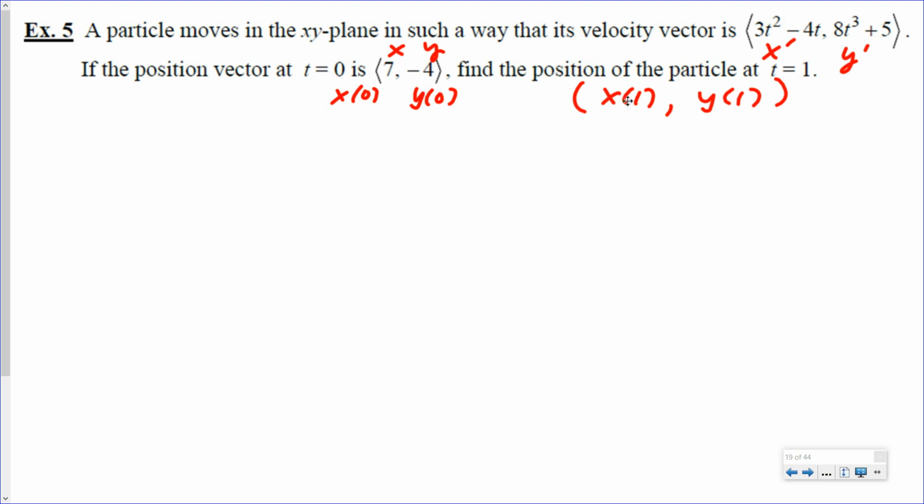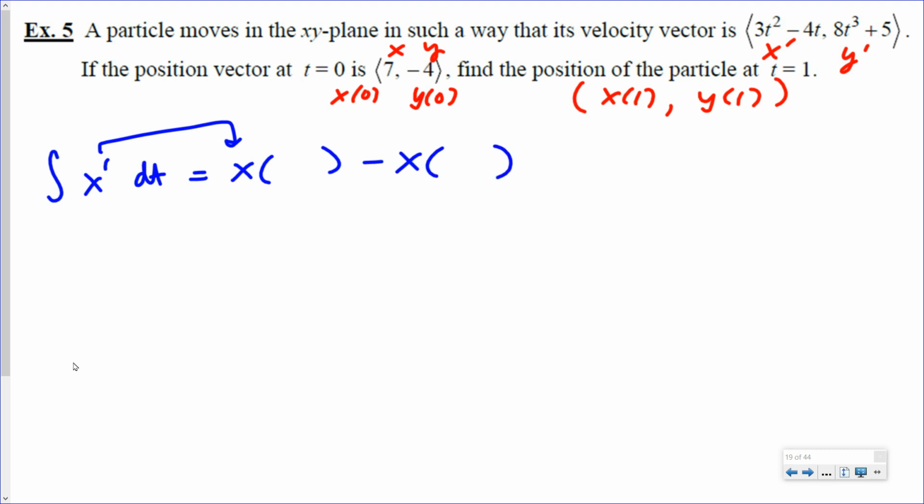All right, so what I'm going to do is I'm going to say, you know what? I've got x prime, and I want to find x. What equation in calculus has x prime in it and x in it? Like it ties derivatives and antiderivatives together. What formula is that? It's the first fundamental theorem of calculus. You guys good with that? What is the first fundamental theorem of calculus? It is the integral of x prime dt is equal to the antiderivative of this x prime, which is x, of some number minus x of some number. First fundamental theorem of calculus.